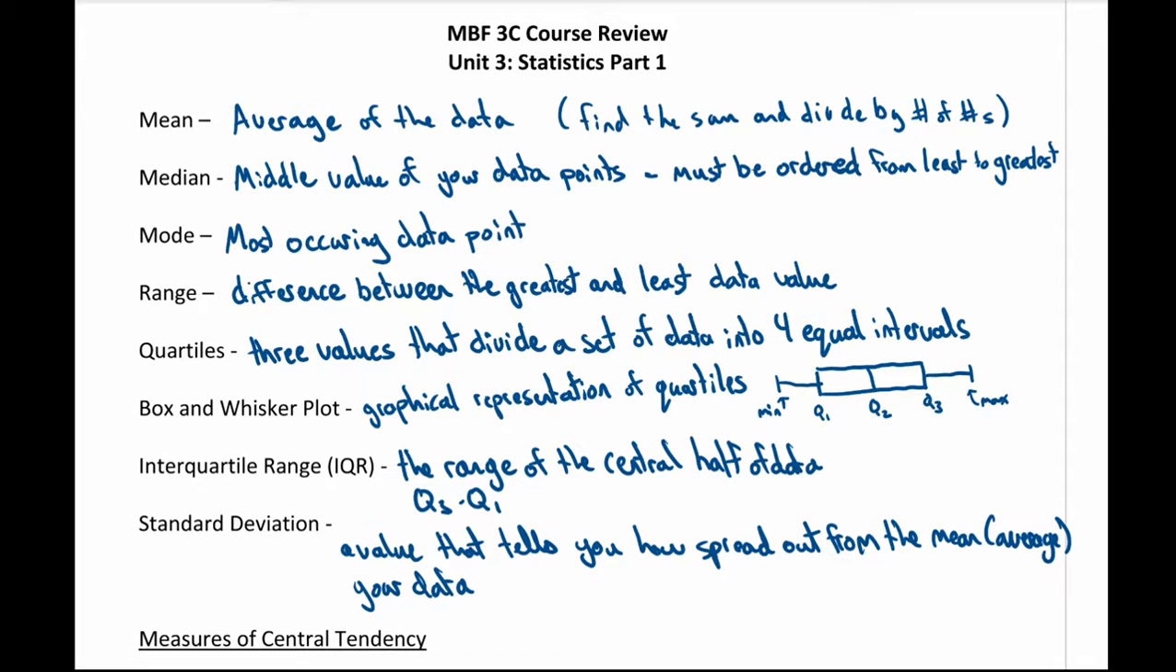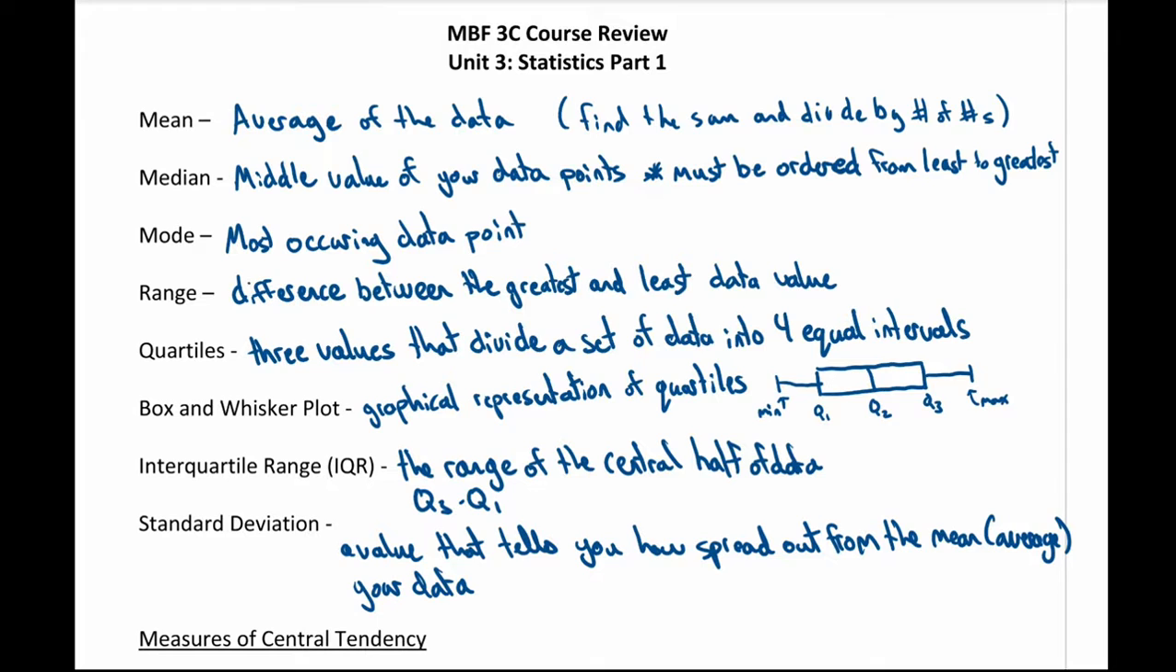The median value is the middle value of your data points, but the key thing is that it must be ordered from least to greatest. So we have to take our values and order them from least to greatest. The mode is the most occurring data point, so basically figure out what number occurs the most. The range is the difference between the greatest and least data value, or your highest and lowest data value.